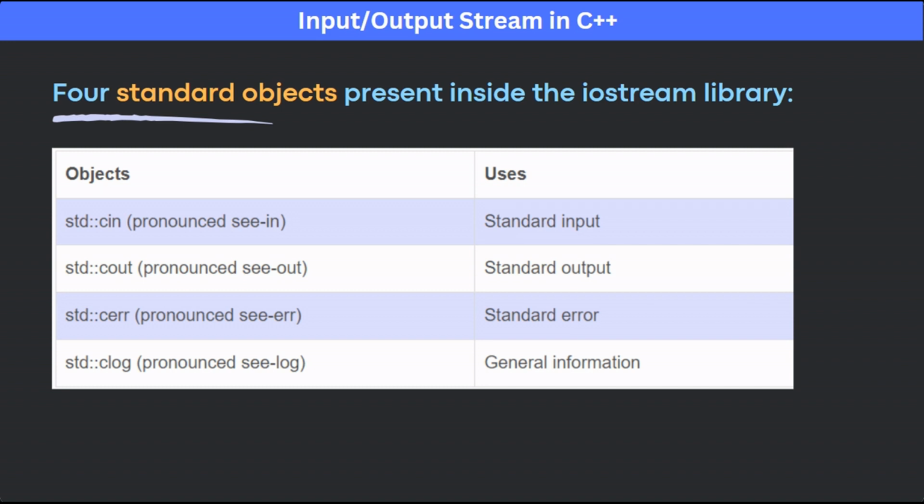So these are the four standard objects that are available in our iostream library. I'm not going to discuss all four. If you want to understand all four, you can check the description, where we have provided a note which you can read from our website. In this video, I am going to discuss the first two, and in our entire C++ programming journey, we are going to use only the first two standard objects for the input and output operations.